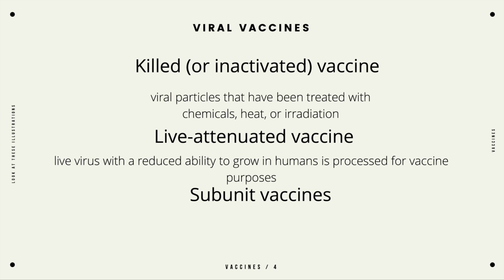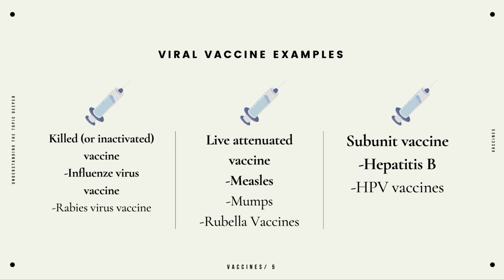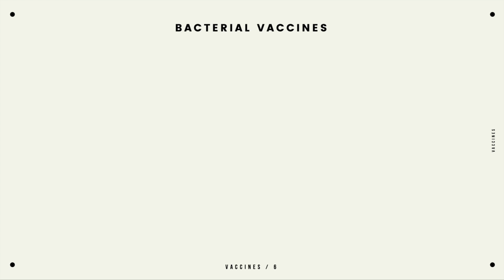And a subunit vaccine is a vaccine that uses only a particular component of the virus rather than an entire virus. So usually these components are given as proteins, which were translated in bacteria or yeast. And an example of this is hepatitis B. So let's transition to bacterial vaccines.